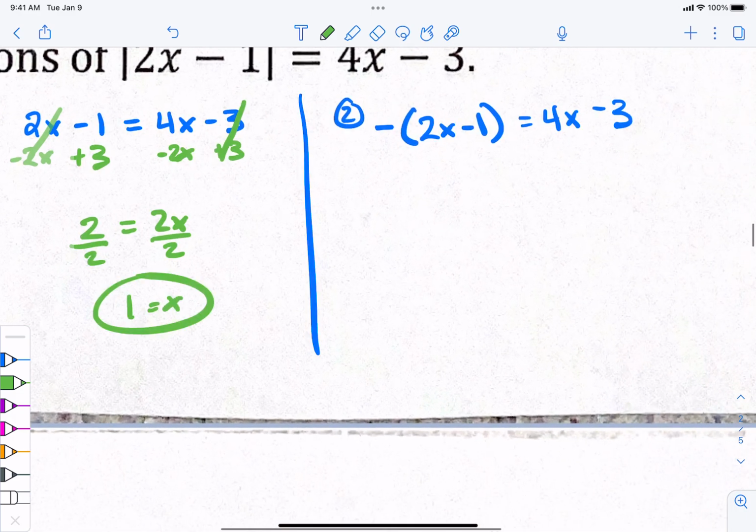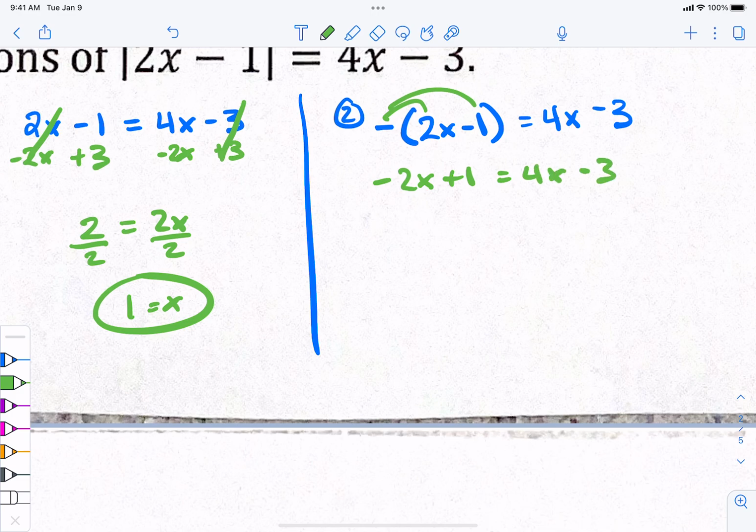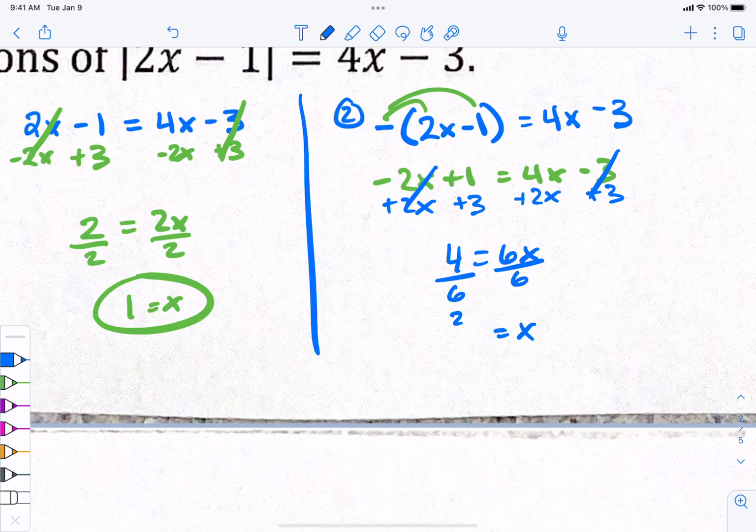Right case, I don't know. What do you want to do with the negative? Distribute it through? Yeah. Okay. Negative 2x plus 1 equals 4x minus 3. Okay. I'm going to add the 2x over. And I'm going to add the 3. 4 equals 6x. And divide by 6, which is 2/3. Was that too fast? I'll leave it up there for a second.